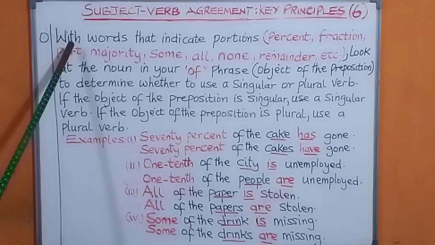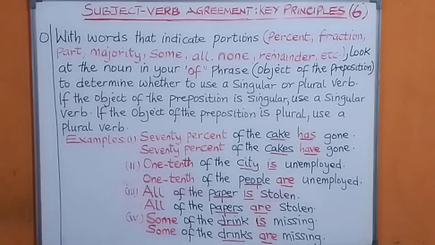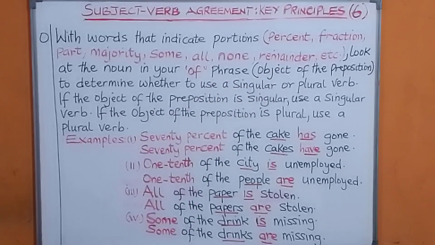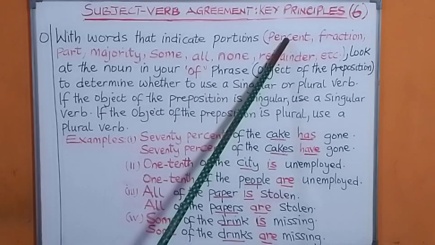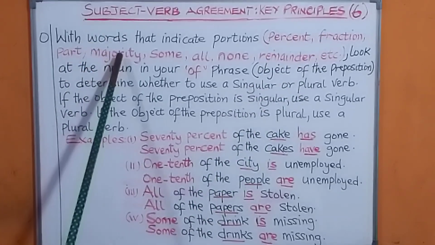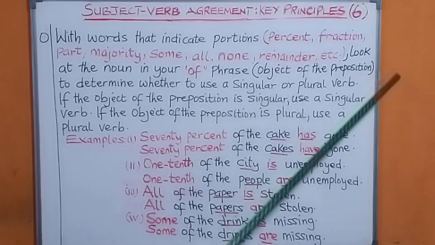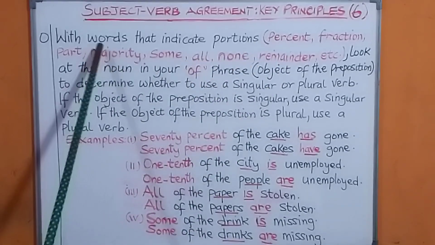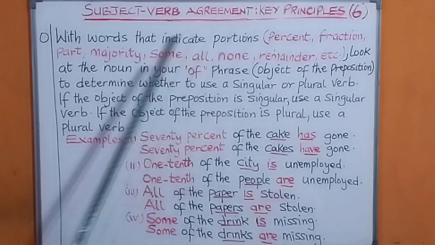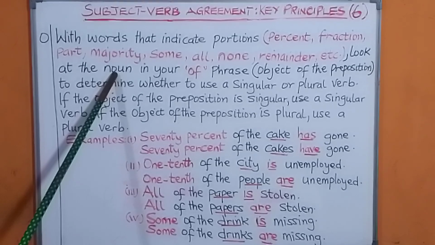What does it say? With words that indicate portions. If you are going with these words that indicate portions, like percent or percentage, fraction, part, majority, sum, all, none, remainder, and so on and so forth, look at the noun. That is the subject.